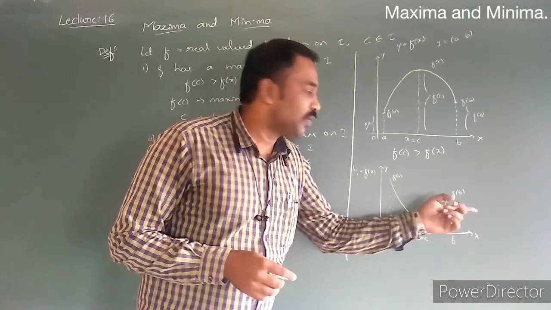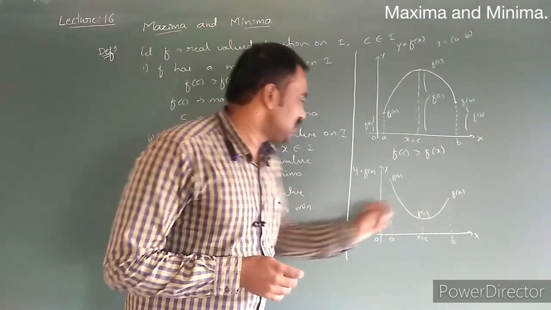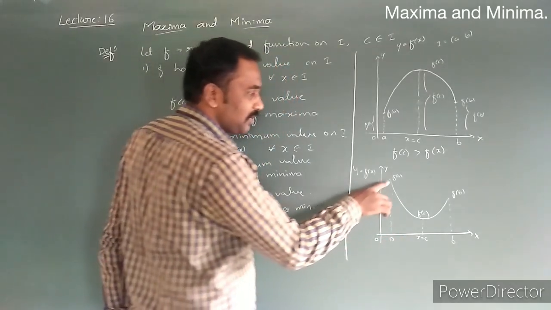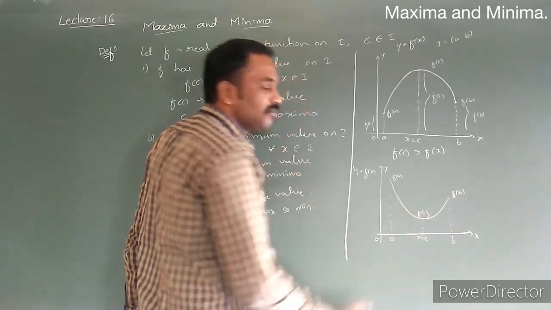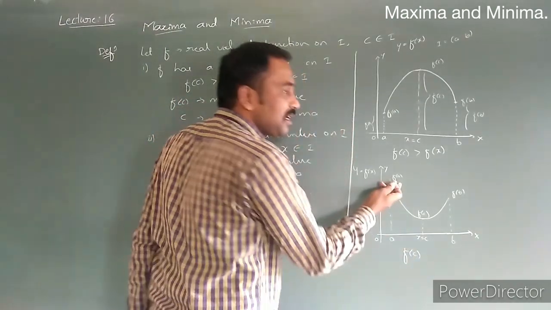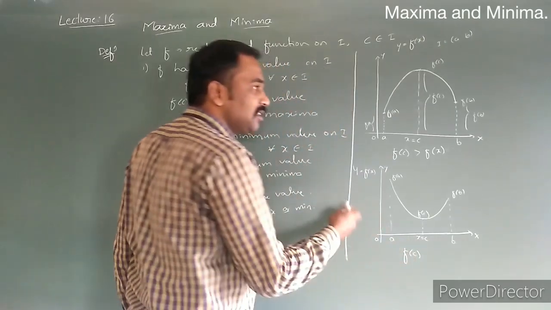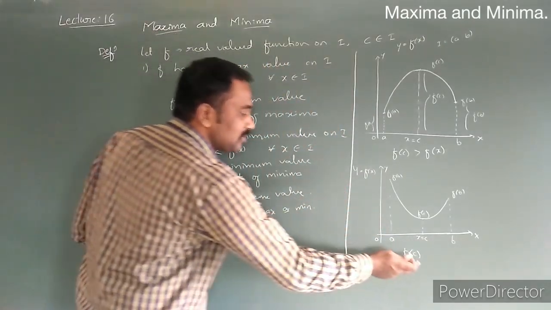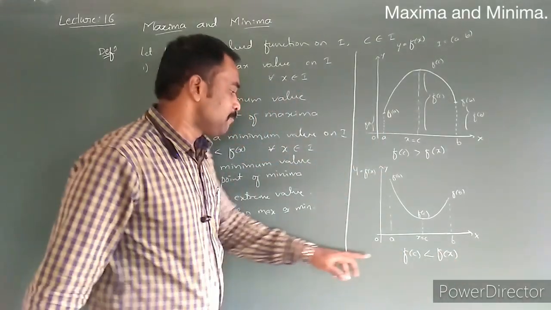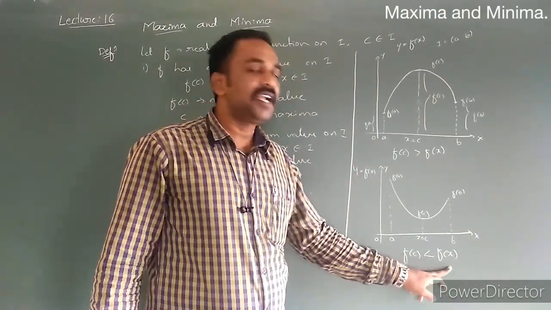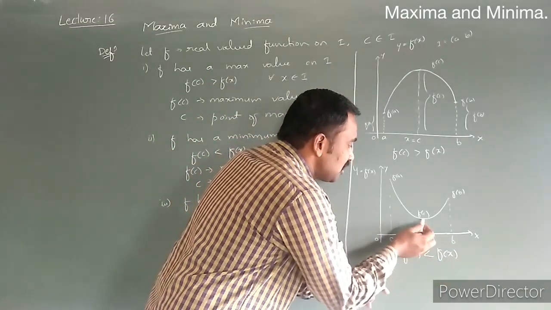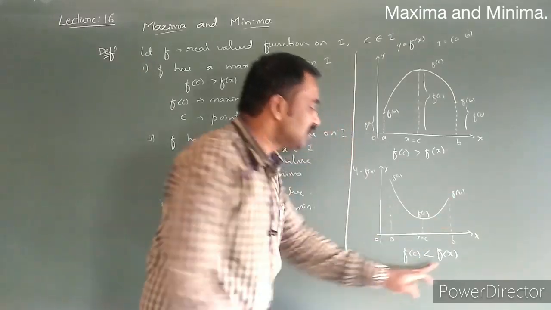Just compare the three values. If you compare these three values, which one is the maximum value? f of A is maximum, or f of B, or f of C? Here we can say that f of A is maximum. So I need to come to the minimum value. f of C is the minimum value because it satisfies the condition f of C is less than f of x. This one is less compared to f of x, compared to all the remaining values.